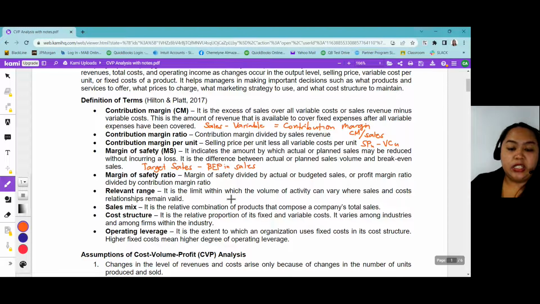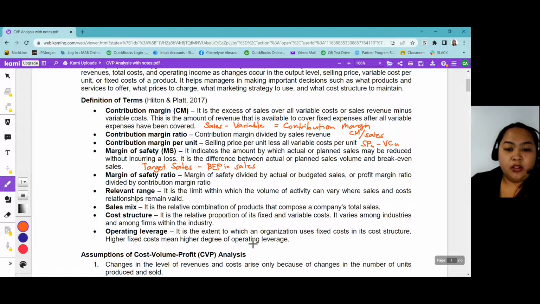Okay. And then yung relevant range na pag-aralan natin to with our previous discussion. It is a limit of which yung cost natin will have a certain relationship or magiging valid yung relationship ng ating cost to the volume or activity. Okay? Yung sales mix naman, magagamit natin to later on if we are computing for the break-even point if meron tayong multiple products. Ano ba yung best combination ng products that will be most profitable for us?